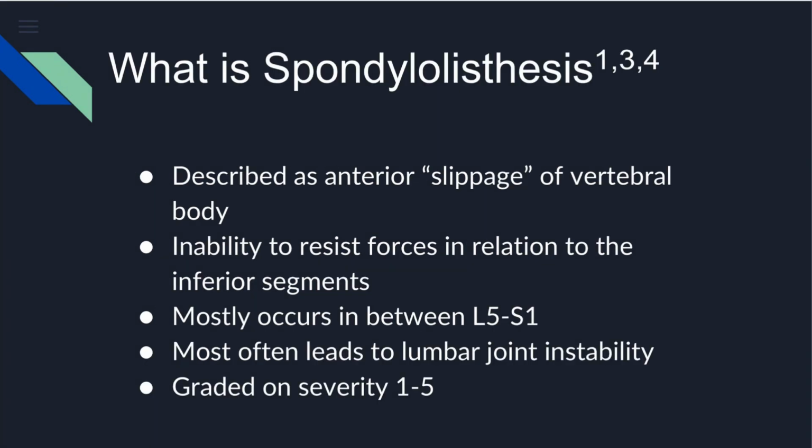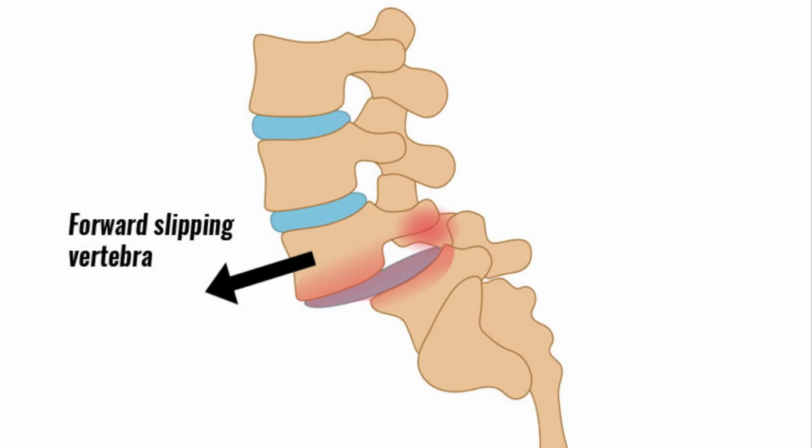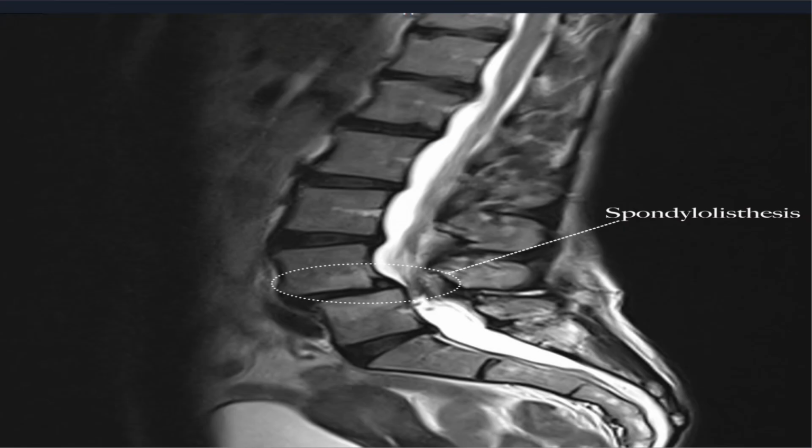So what is spondylolisthesis? It's described as an anterior slippage of a vertebral body. It's an inability to resist forces in relation to the inferior segments. It mostly occurs between L5 and S1, and most often leads to lumbar joint instability. It's graded on severity on a scale of 1 to 5. Here we have a picture depicting that forward slippage, and on the next slide, the actual x-ray of a patient that has this.